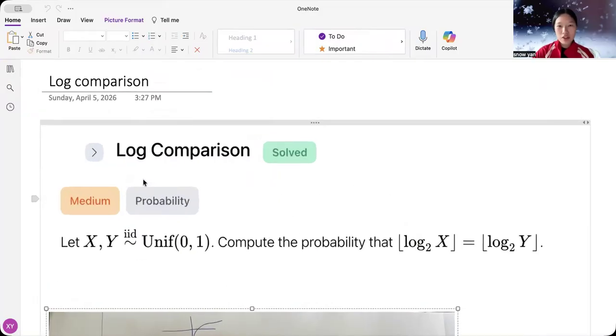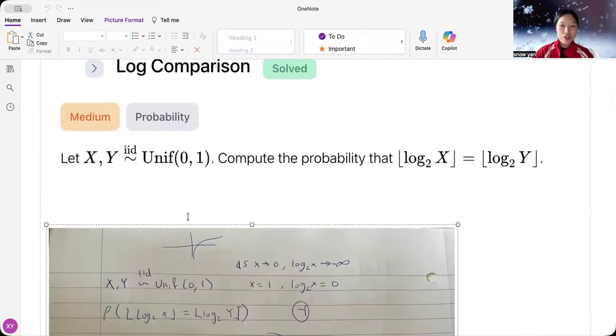Today's probability question is called log comparison. For this question, let x, y be independently and identically distributed random variables that follow the uniform distribution from 0 to 1. Compute the probability that the floor of log base 2 of x is equal to the floor of log base 2 of y.